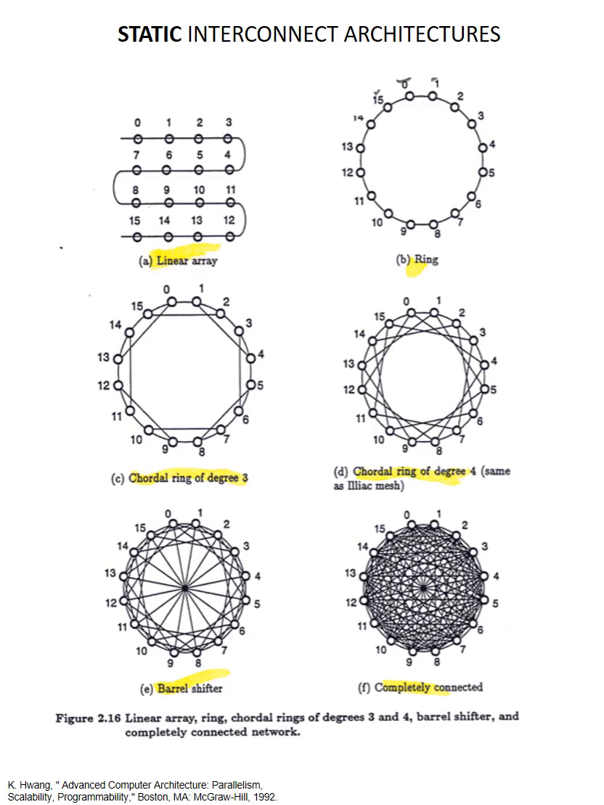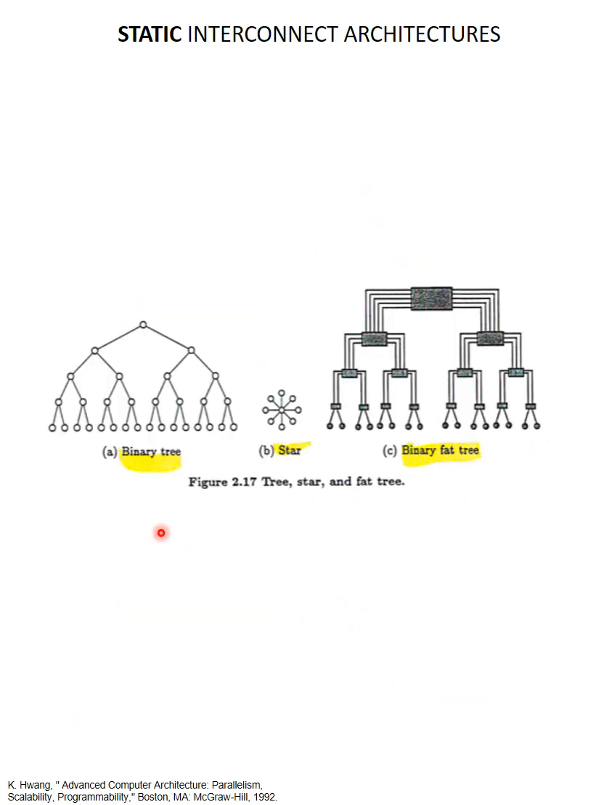Static interconnect architectures have a number of different topologies. You can see the linear array, ring, chordal ring, and barrel, and then exhaustively connected. Also binary tree and star and binary fat tree.